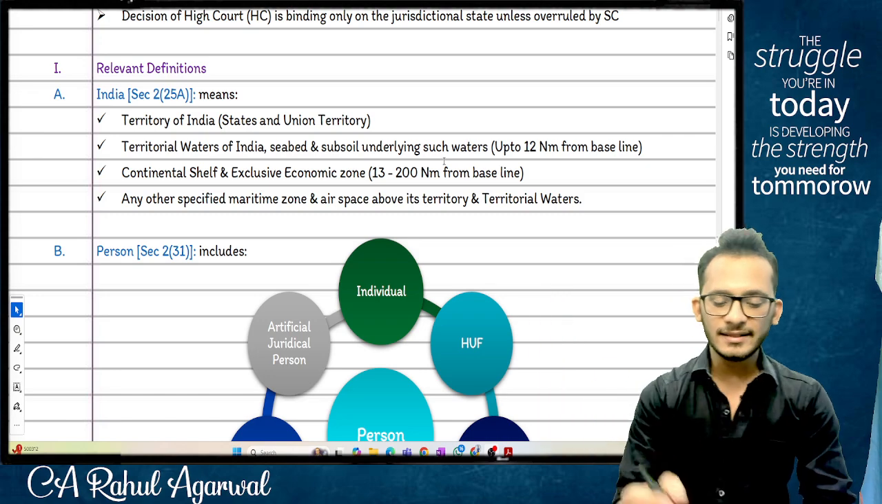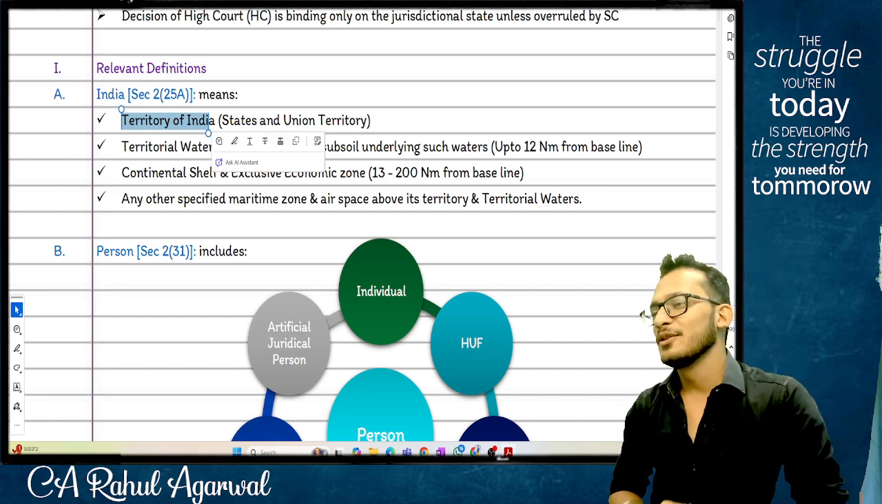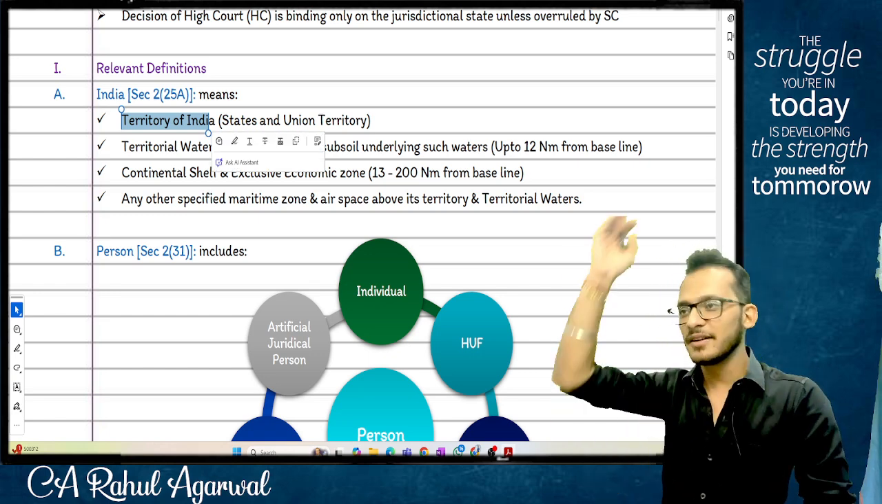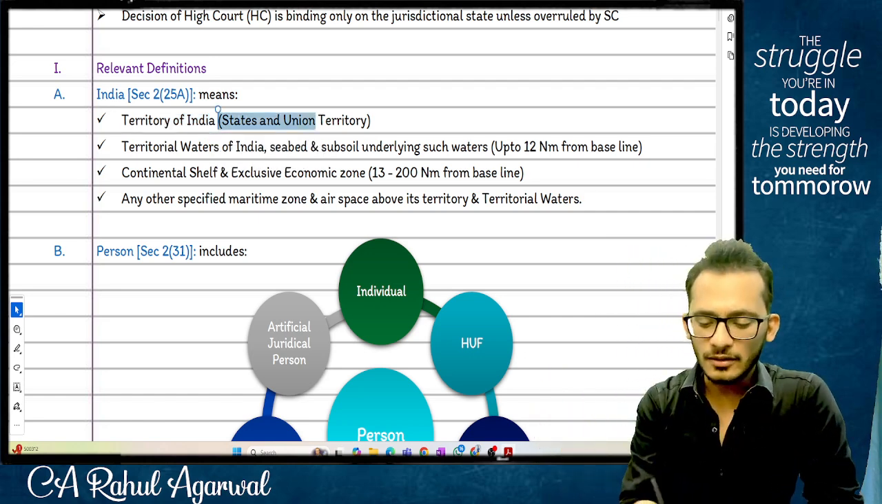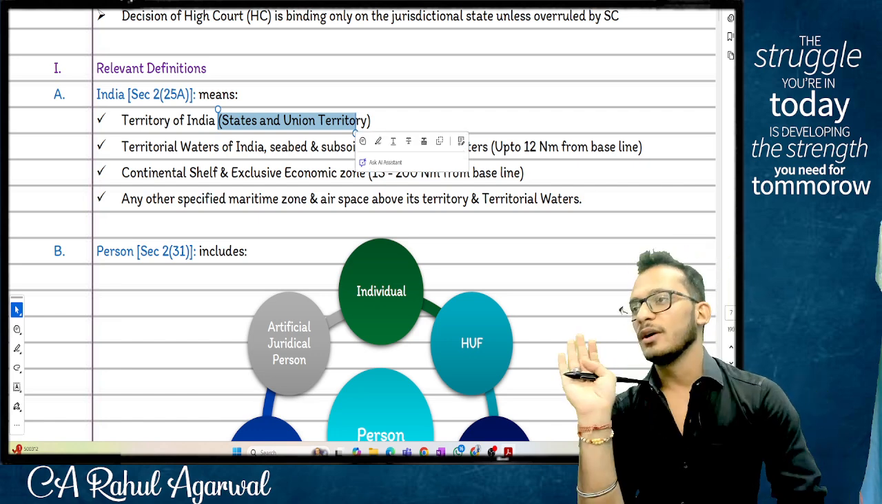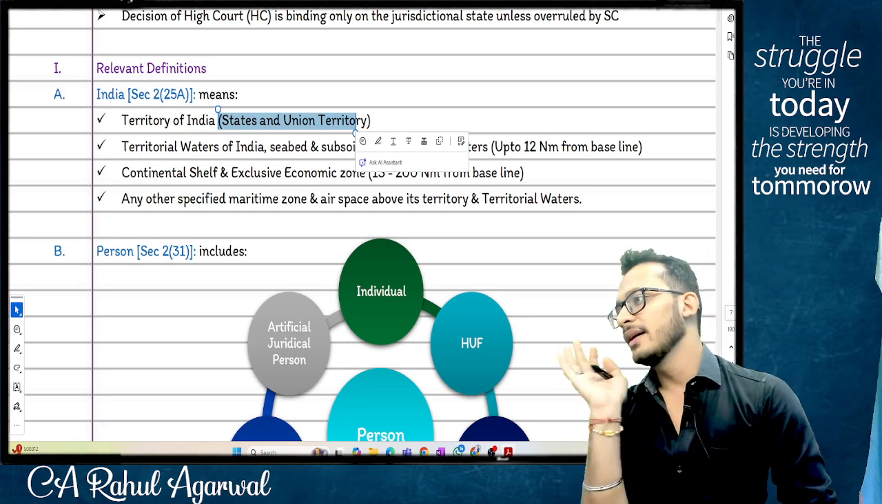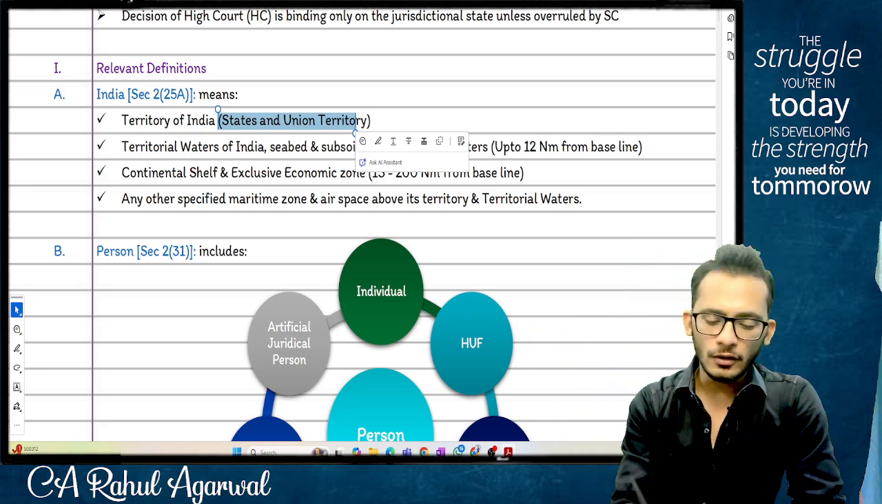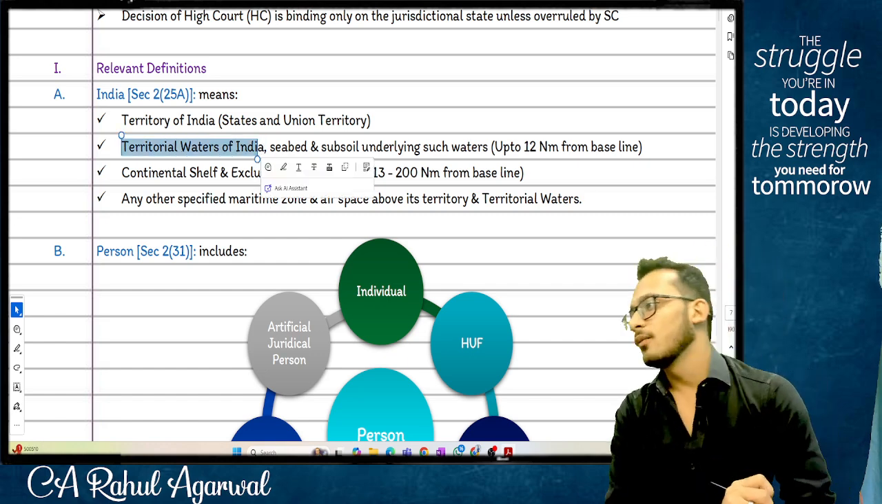So the Act says India means the territory of India. You will come and ask, Rahul, what is the territory of India? Defined under the Constitution of India. It covers all the states and union territories. So whatever the Constitution of India approves as part of India is called India. But it also now includes something called the territorial waters of India.